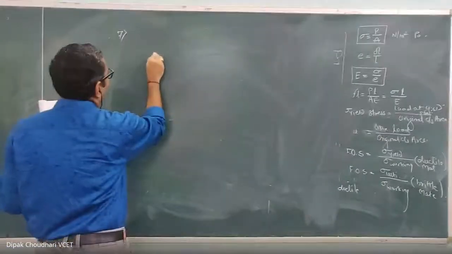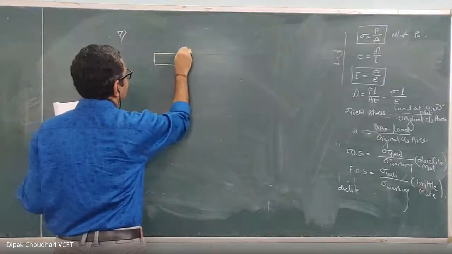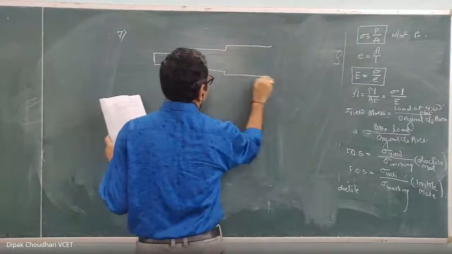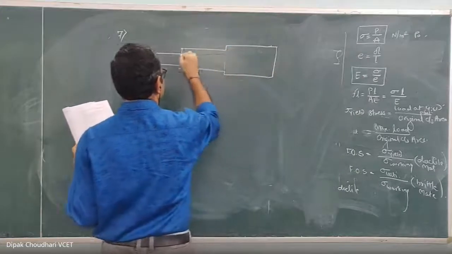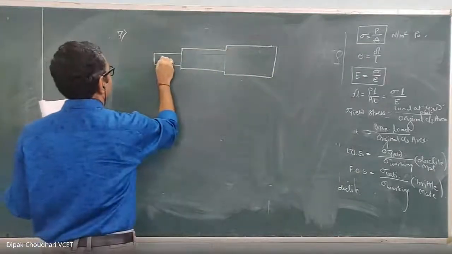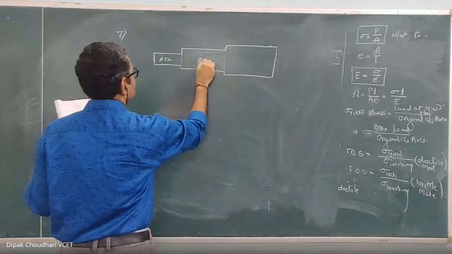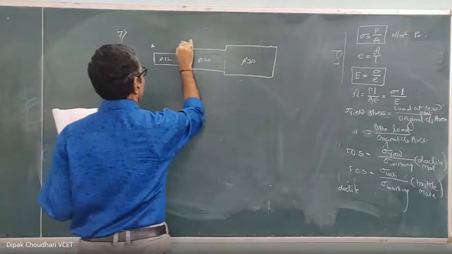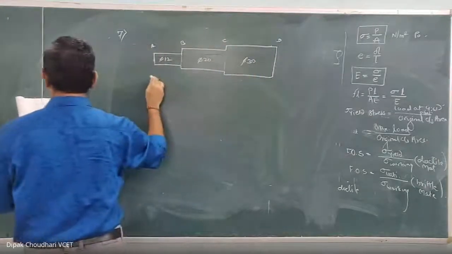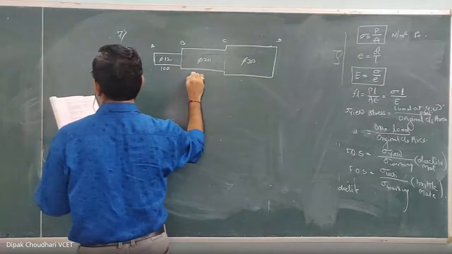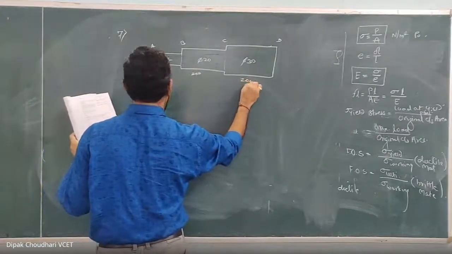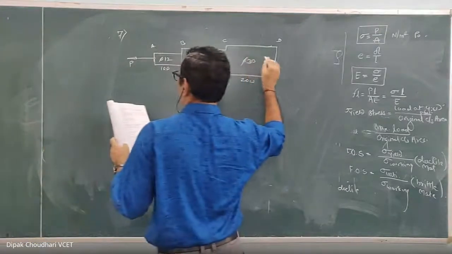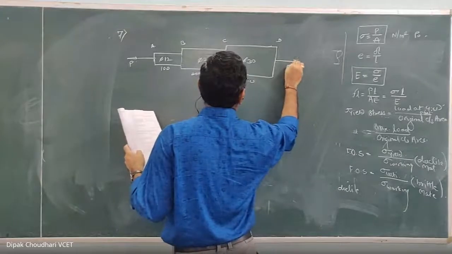Now here it is a step rod. First part, second part, third part. This is 512, 520, 530. A, B, C, D. This length is 100 millimeter. This is 200 millimeter, and this is also 200 millimeter. It is subjected to the external applied force P, and here also it is P.